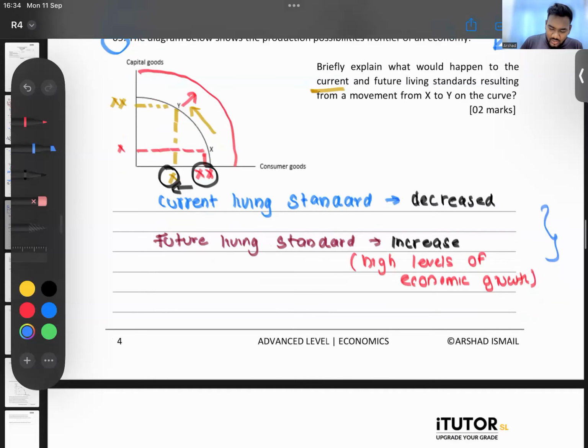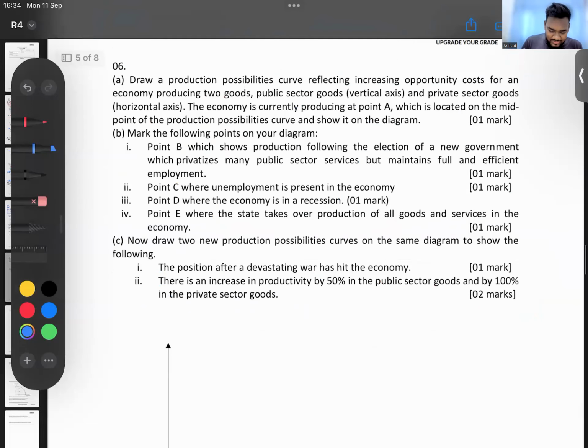Okay. We'll go into question number 6. Now there's a big question. A big question on PPC. We'll see if we can handle this. They say, draw a production possibility curve reflecting increasing opportunity cost for an economy producing two goods. Public sector goods on the vertical axis, private sector goods on the horizontal axis.